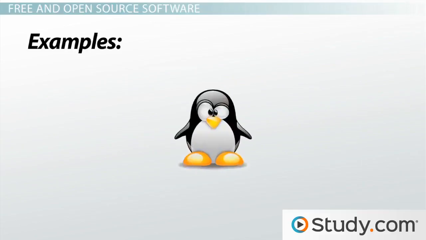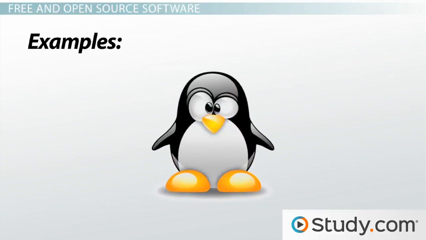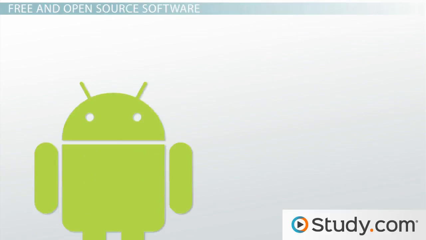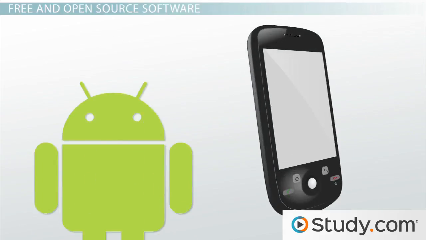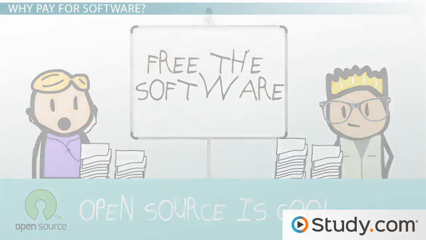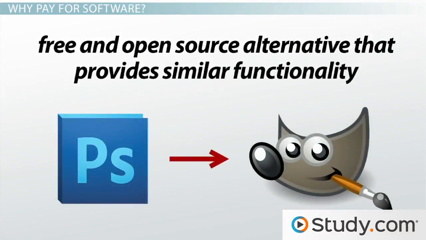One of the most successful examples is the Linux operating system. Linux is used by many organizations and has also resulted in numerous spin-off efforts. For example, the Android operating system used on mobile phones is based on Linux and is also free and open source. Open source software has become very popular. Think of any proprietary software application, and there is likely a free and open source alternative that provides similar functionality.